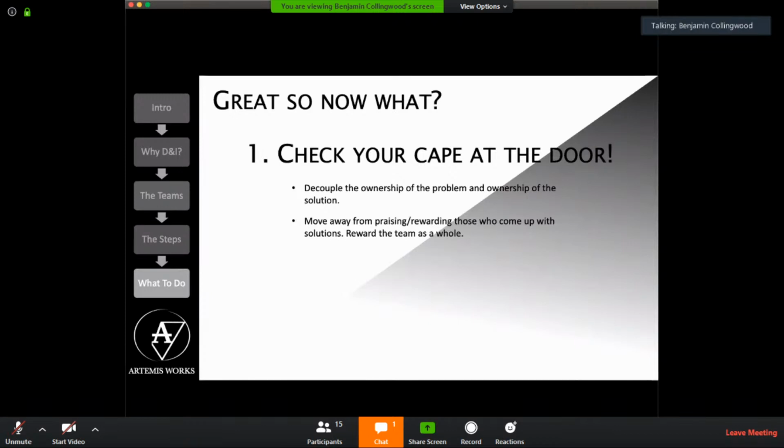Move away from praising and rewarding those who come up with solutions and reward the team as a whole. So this is a really difficult one to implement, and one that I've struggled to implement across teams before. But what this means is that quite a lot of the time, what we do is we reward people that wear capes, so the heroes of the team. So if they've come up with that solution, we go, well done, great, they're looking really, really good, which is great, and it seems to be really positive, particularly for that person who wears that cape.